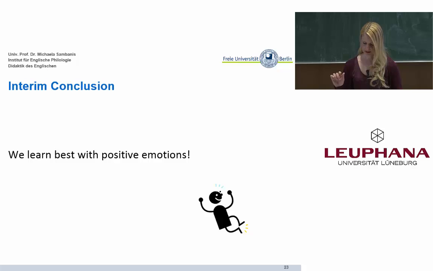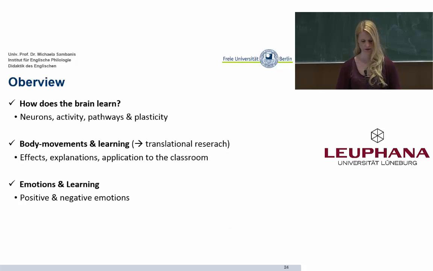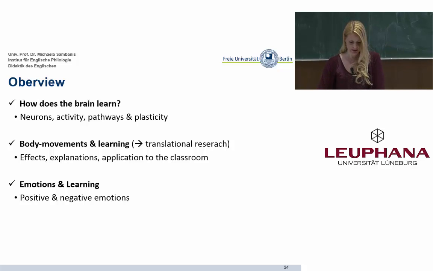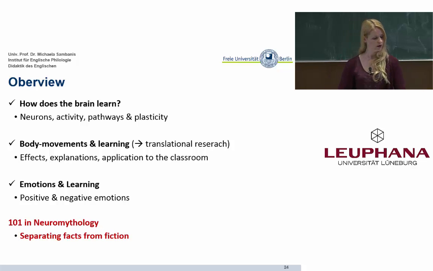Upon this, let us take a quick look at our overview. We've talked about our basic learning structures in the brain, discovered the encouraging results of studies on body movement and learning. We have taken a look at the influence of emotions on learning, which means that it is now time to move on to our 101 in neuromethodology, separating facts from fiction.